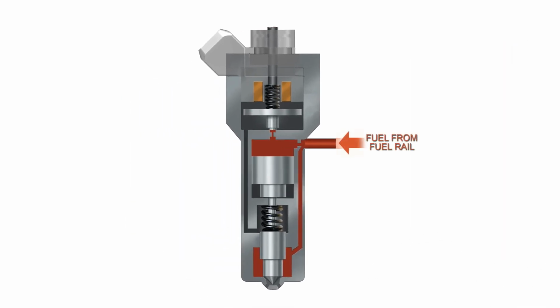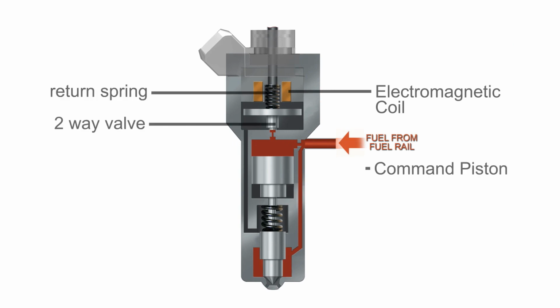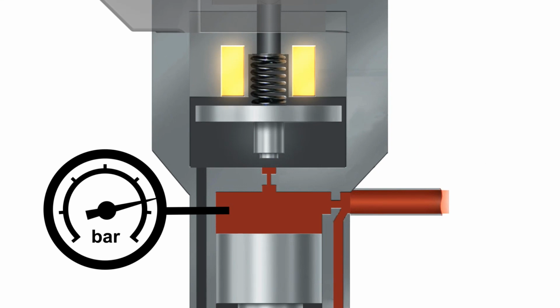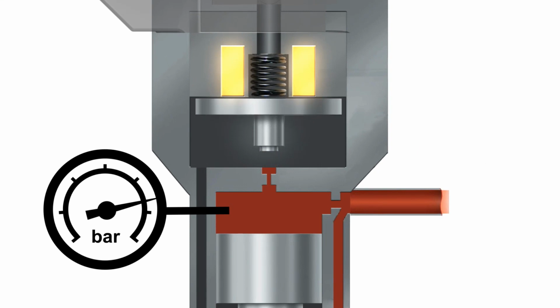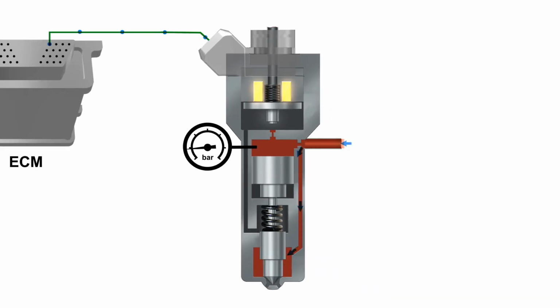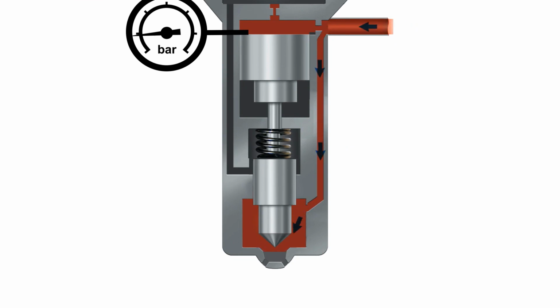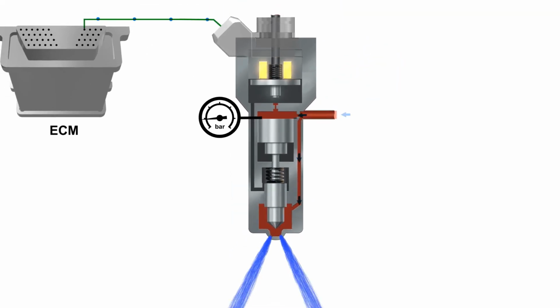The solenoid injector consists of an electromagnetic coil, a two-way valve and return spring, a command piston, and a needle and its return spring. When the solenoid is energised, the two-way valve is pulled up against spring pressure. This will open a passage above the command piston, causing a reduction of pressure as the fuel escapes out the fuel return. The pressure acting on the needle is now greater than the spring pressure and the fuel pressure acting on the command piston. This will allow the needle and command piston to lift. The fuel can now flow past the needle and out of the nozzle holes.